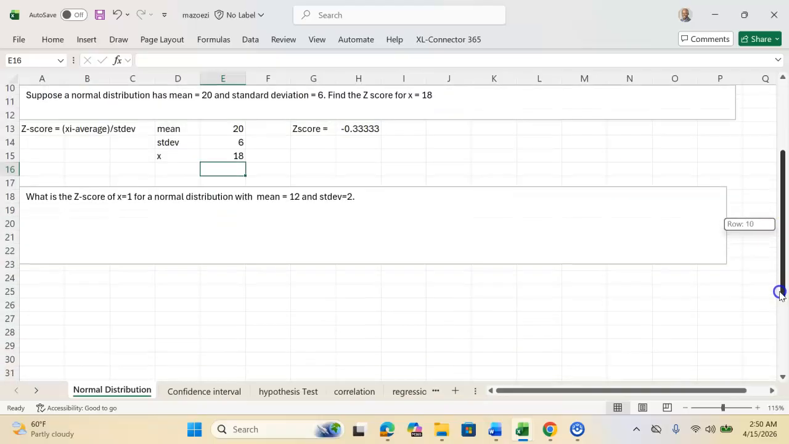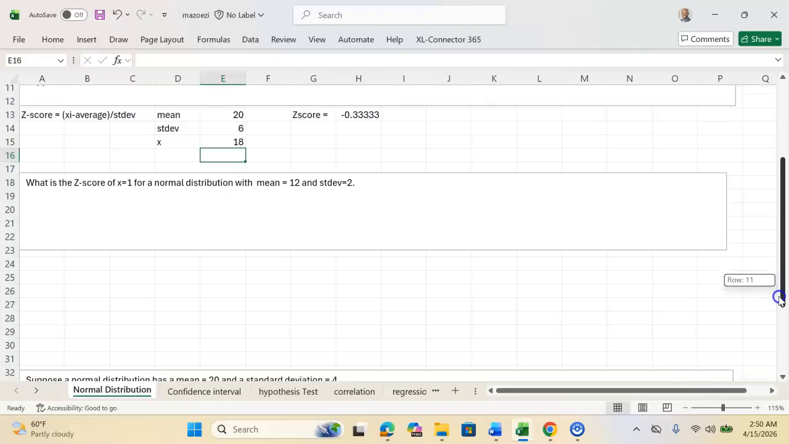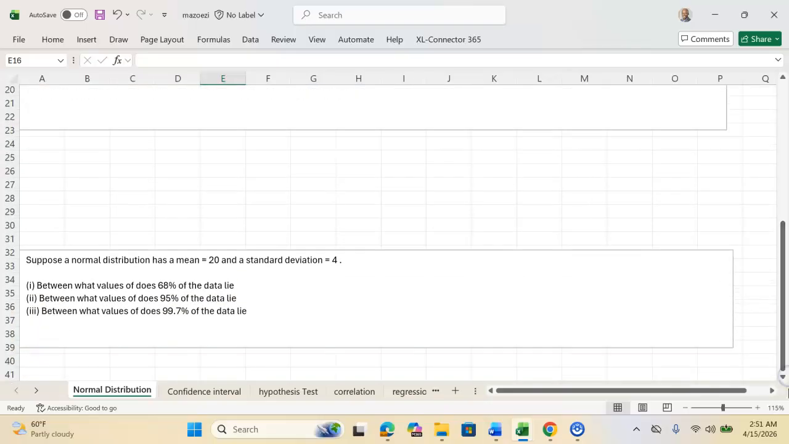Let's look at this question here. It says, what is the z-score of x equals 1 for a normal distribution with a mean of 12 and a standard deviation of 2? I'm going to leave you to complete that question just for exercise.